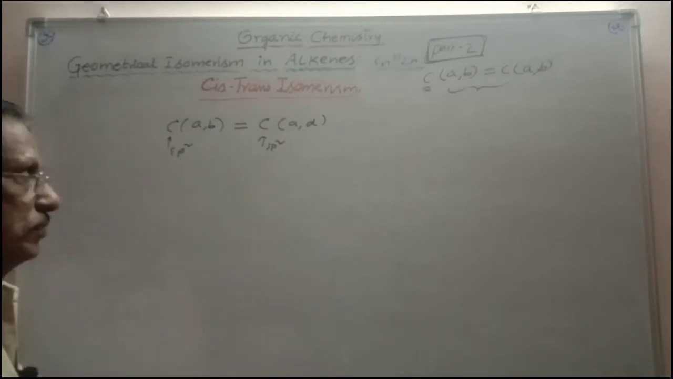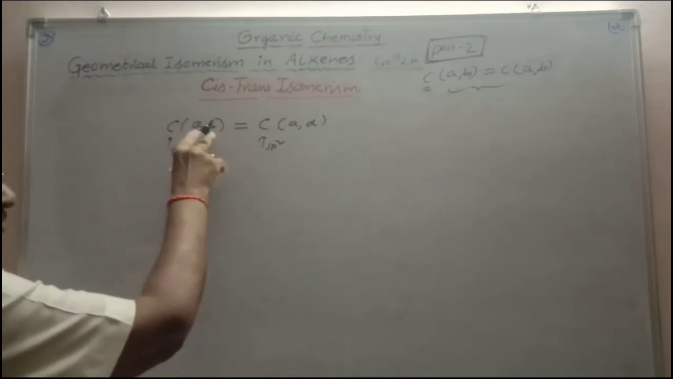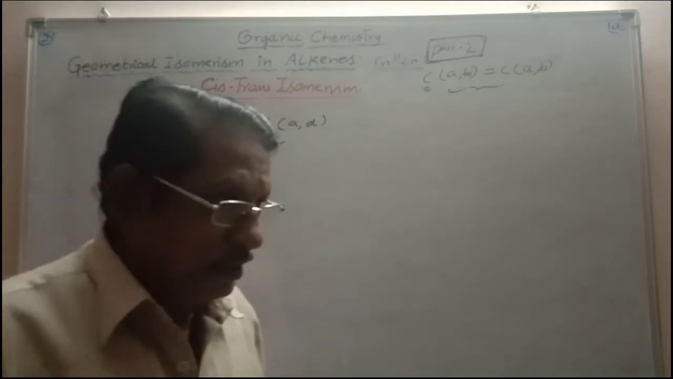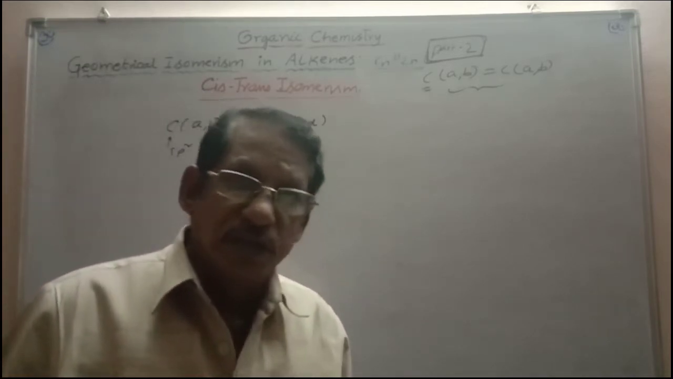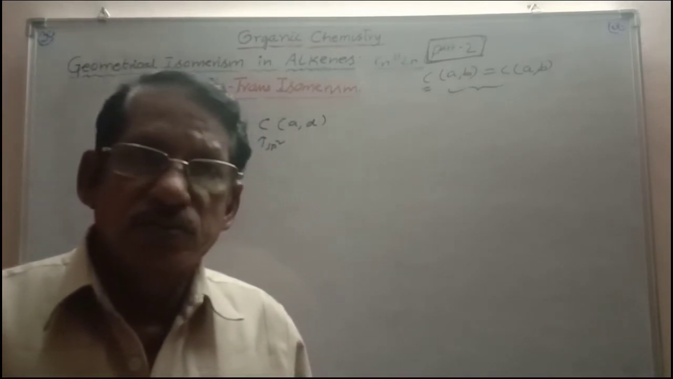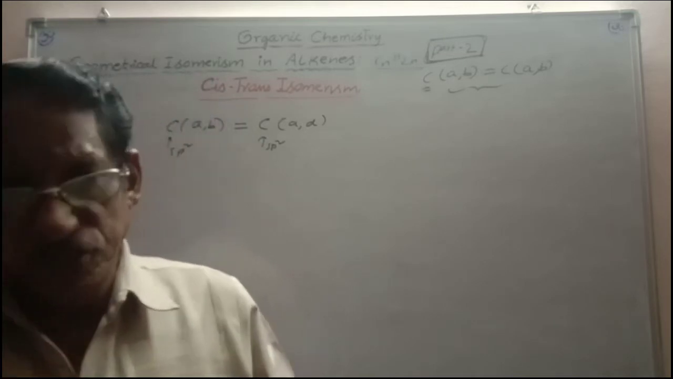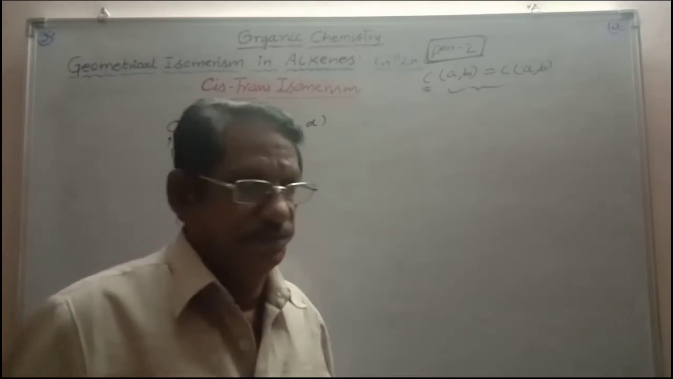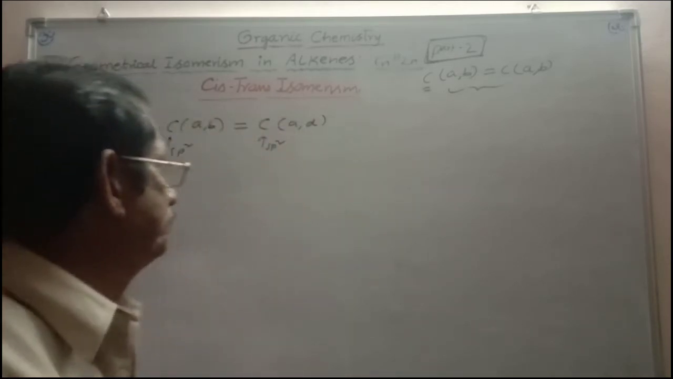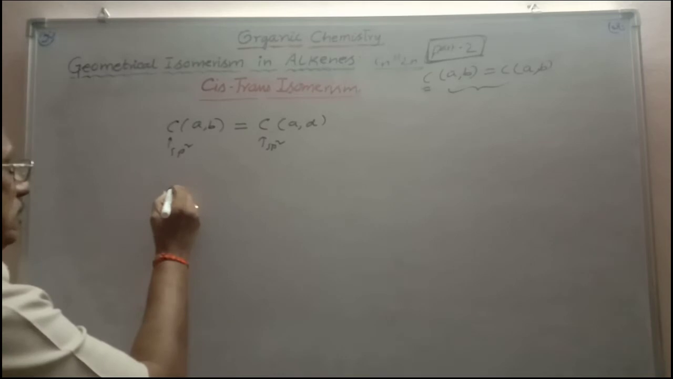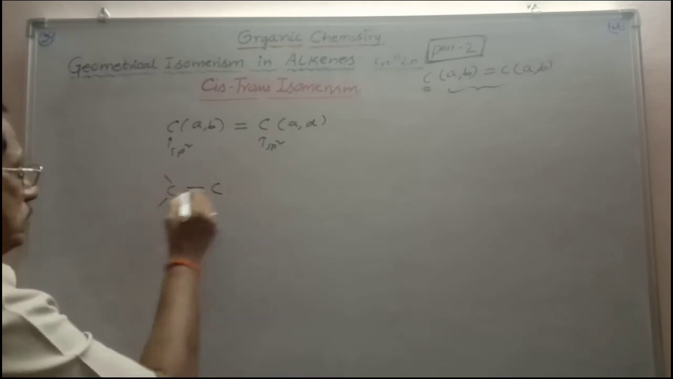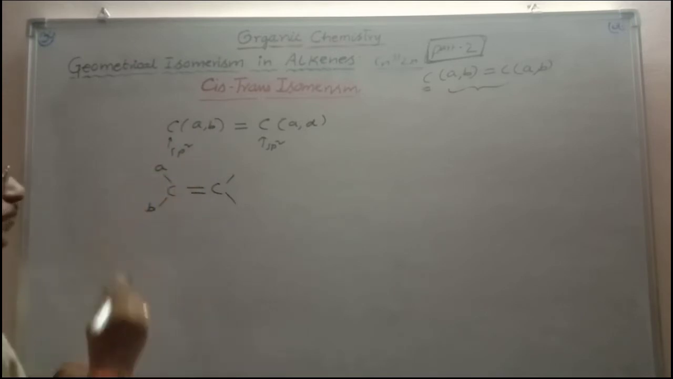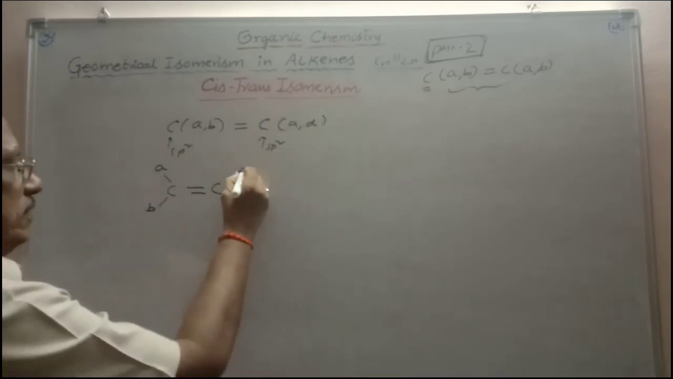And here, out of these two groups and these two groups, one group is common, namely A. If one group is common, we can also write cis-trans isomerism basing on the common group on both the sp2 carbons. Let us try to write C double bond C, two groups are A and B like this. The two groups here are A and D like this.